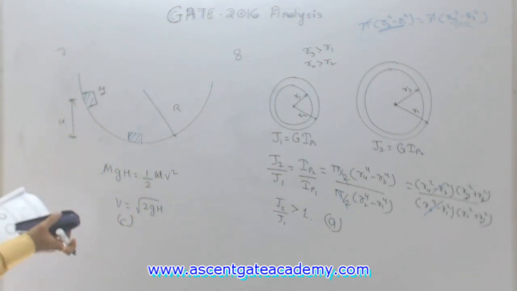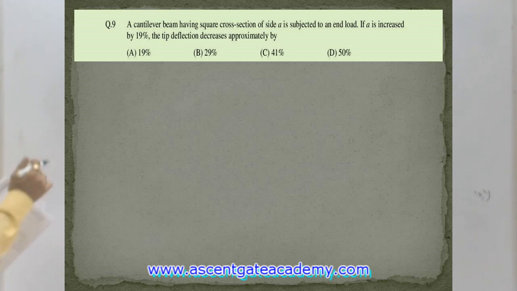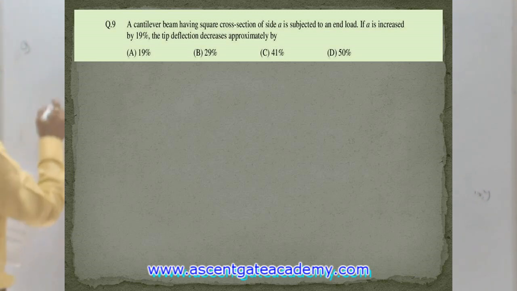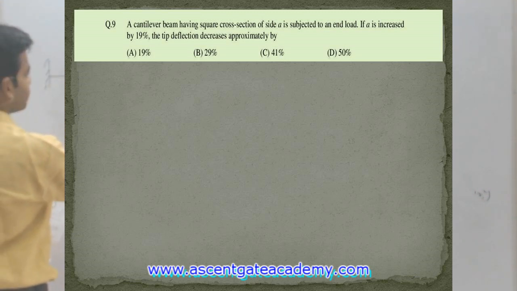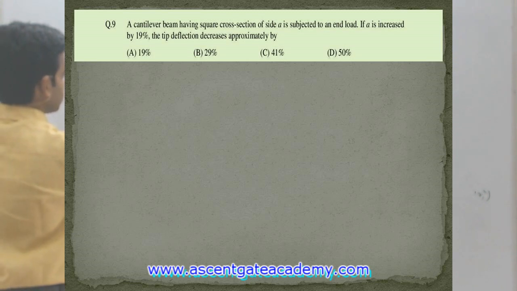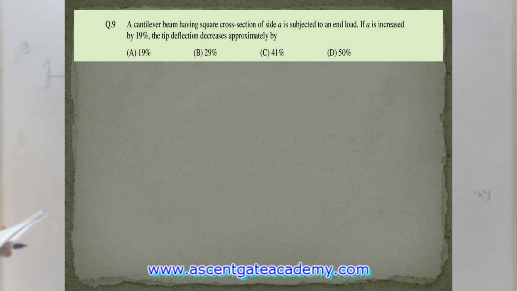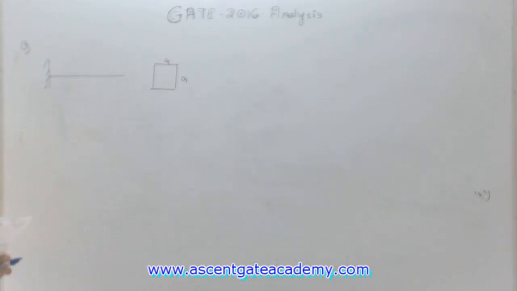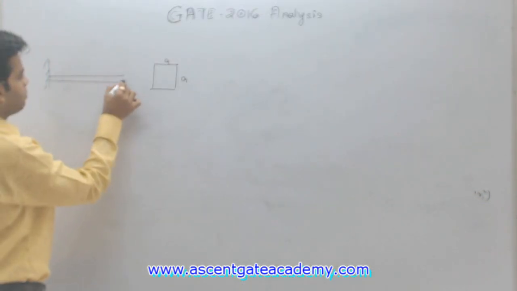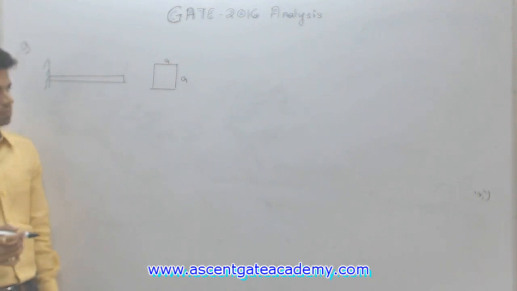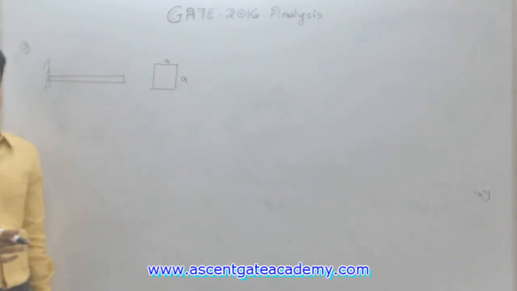Okay, next is question number 9. A cantilever beam having a square cross section of side A is subjected to an end load. If A is increased by 19%, the tip deflection decreases approximately by. Okay, so we have a cantilever beam of a square section. The side of the square is given as A.